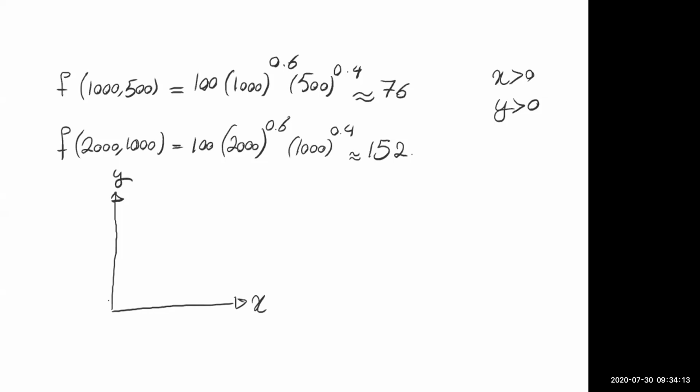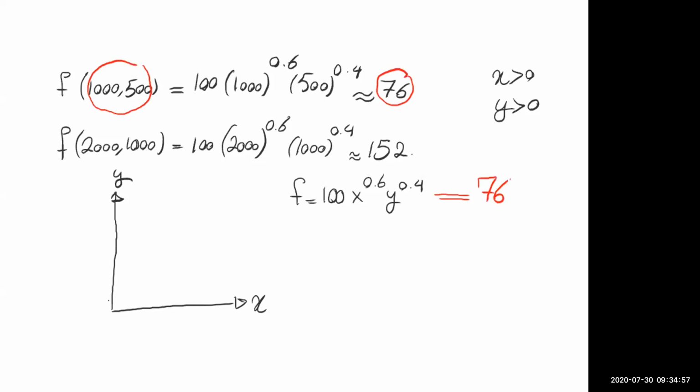We can think about level curves again here. Here we have a function f, which is equal to 100 x to the 0.6 y to the power 0.4. What does a level curve mean? For example, we know if x is 1000 and y is 500, we would get 76. So are there any other situations with a different labor and a different number of units of capital, which would give us the same production at the end?